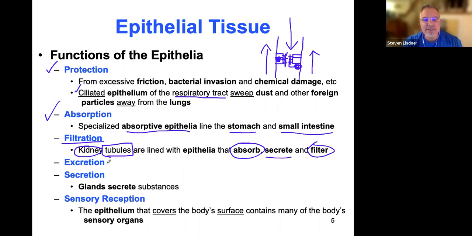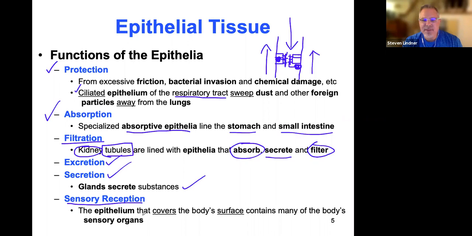All right, and that's why we see here excretion and secretion, right? Different ways of the body getting rid of things. Glands secrete, just like we saw the goblet cell up here secrete mucus. Excretion means getting rid of something from the body. The epithelium also serves as sensory reception, right?